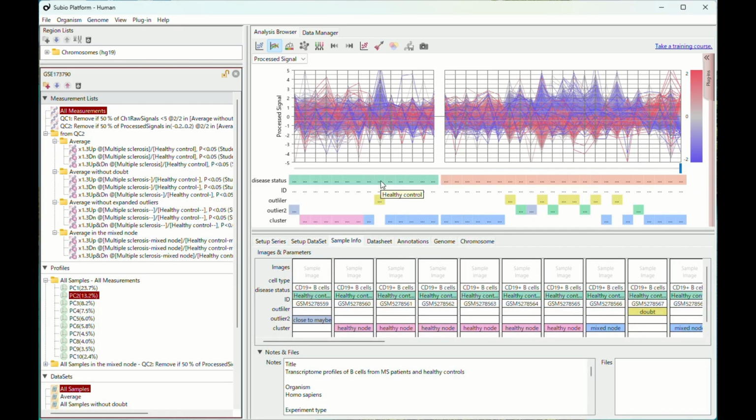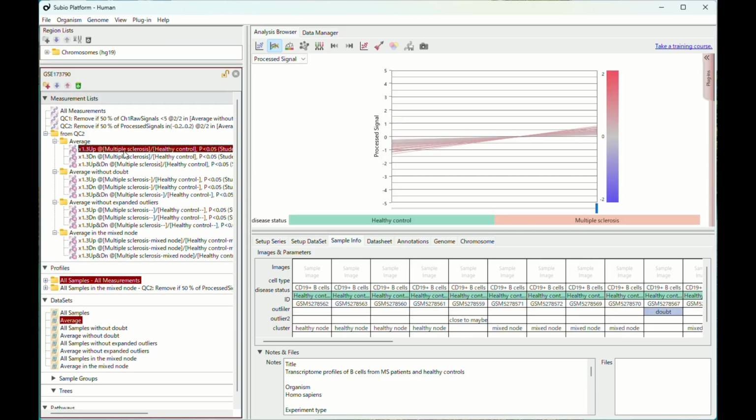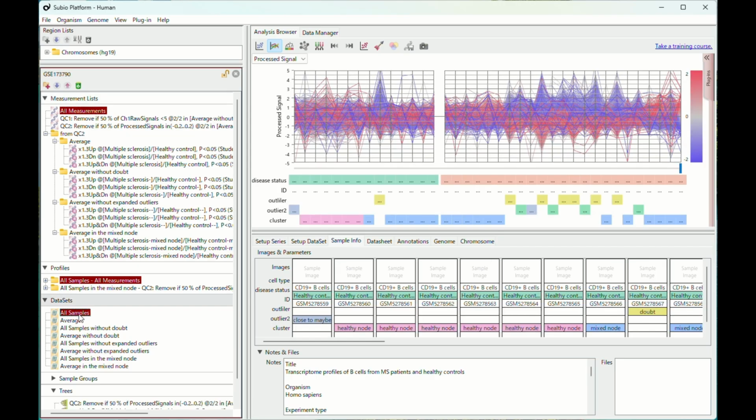GSE173789 is an RNA-seq dataset of B cells collected from 14 healthy controls and 23 MS patients. You may think this is a simple two-group comparison designed to identify differentially expressed genes between the groups. But if you look at the line graph, you will notice that some samples look different.